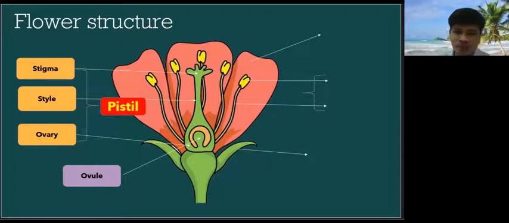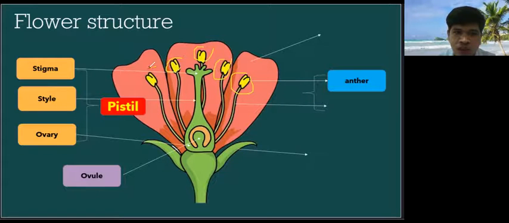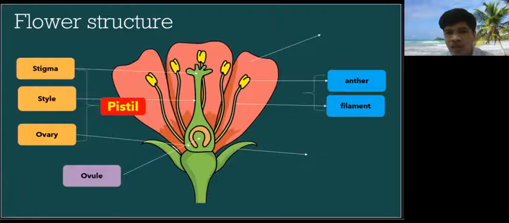Next, we have another one called the anther. This one, the yellow ones here, one, two, three, four, five, are called the anther. And then another one, we have the filament. These small tubes here, one, two, three, four, five, are called the filament.